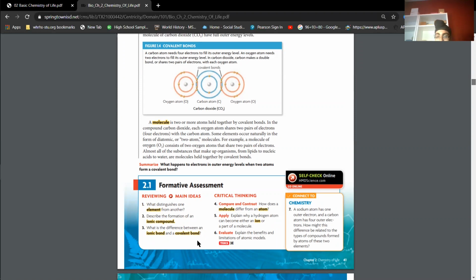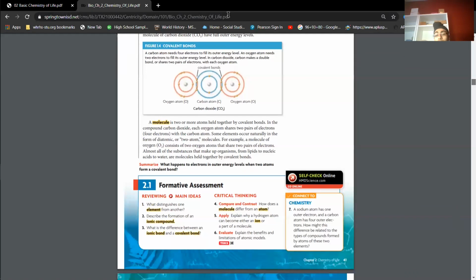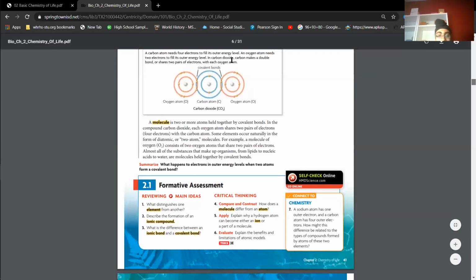So let's do a little bit of review here. The first question is, what distinguishes one element from another? Just type your answers in the chat.